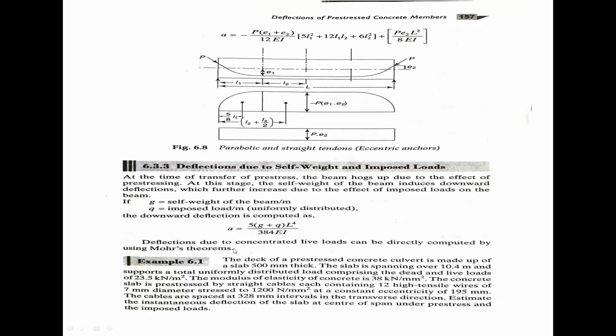For straight tendons, the formula for calculating deflection is minus PL square by 8EI. I use this formula to calculate the deflection for this problem. The condition is a straight cable. You have to write the formula for applying the prestressing force, how much deflection comes. F equal to minus PL square by 8EI. Substitute this in the equation, upward direction. That means negative 11.25.